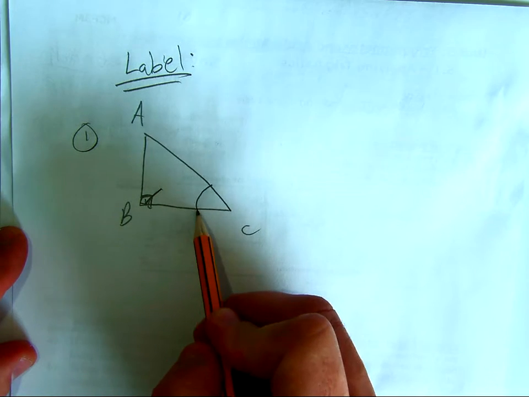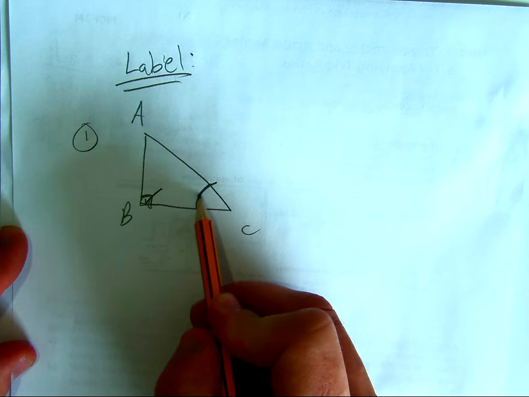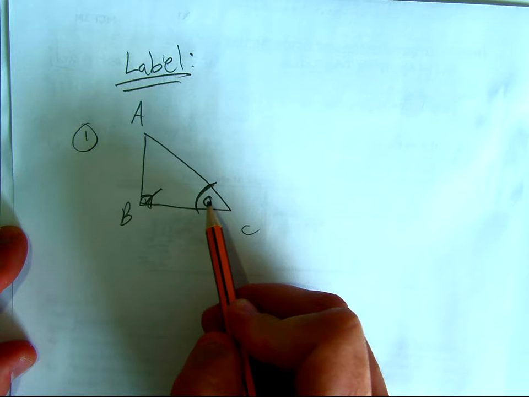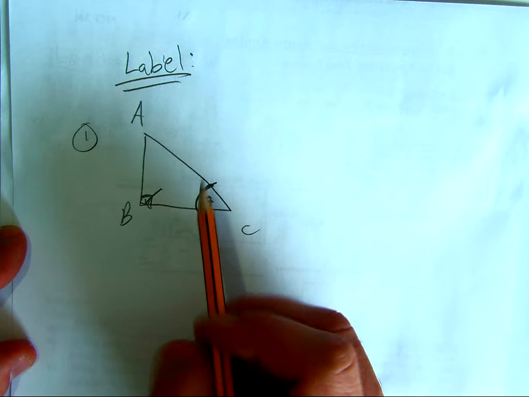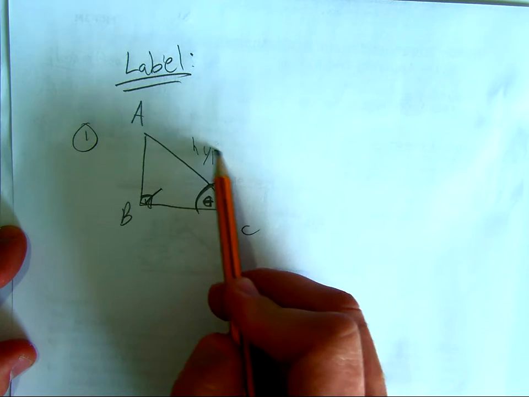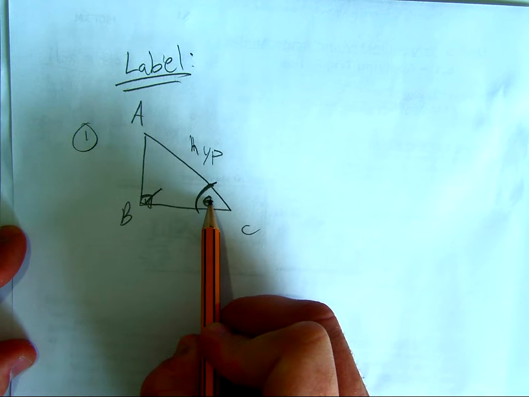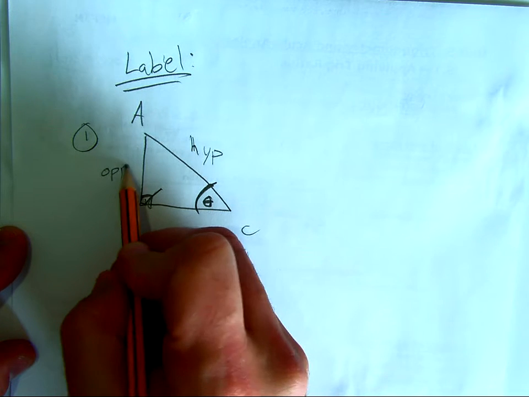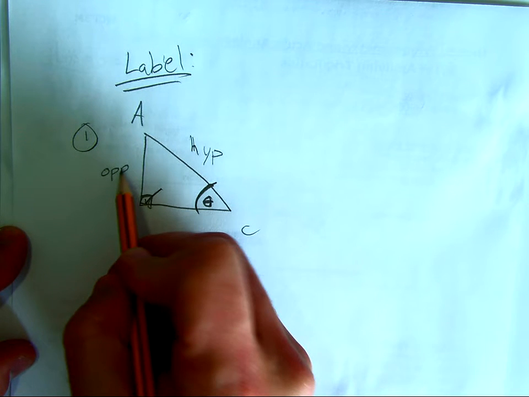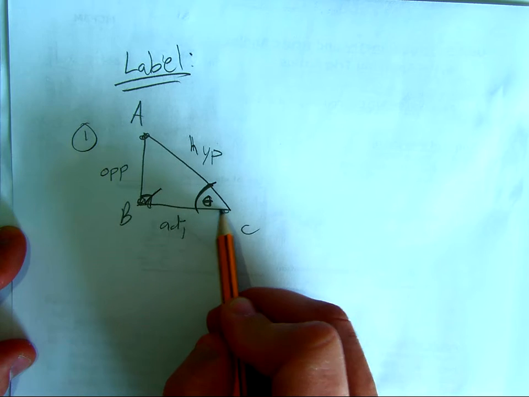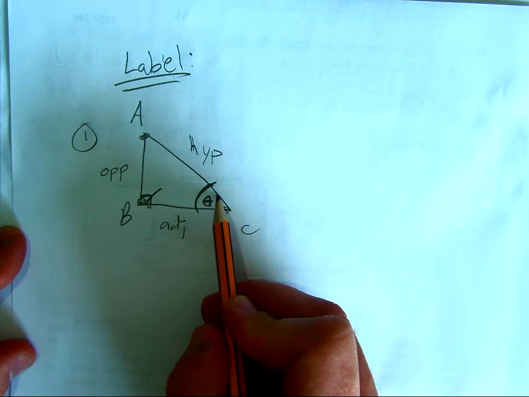Now, if we want to label the triangle according to this angle here, if this is your theta, C, how do you label those sides? Well, hypotenuse is always across from 90, so that's your hypotenuse. Now, according to this angle, though, the opposite side of this angle would be here. This is the opposite side length from there to there. And the adjacent side, therefore, would be here. This side here, the one beside.